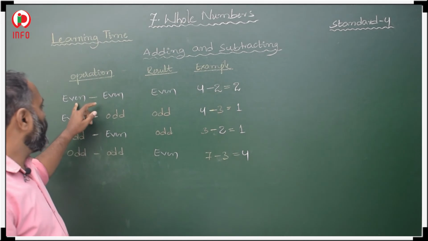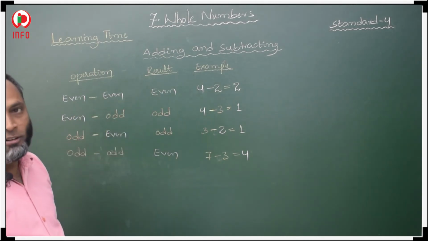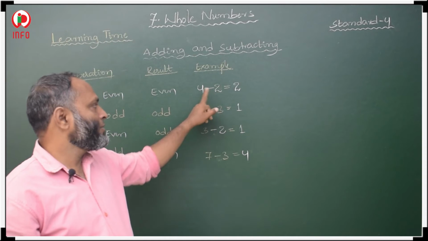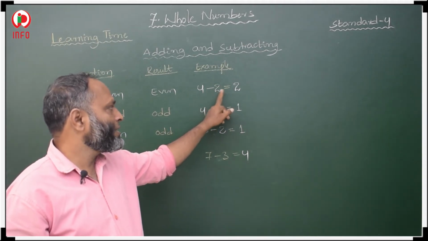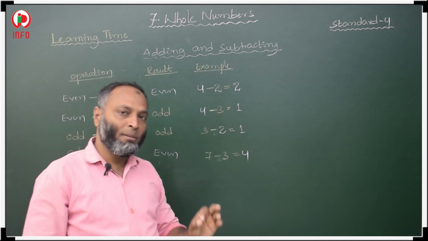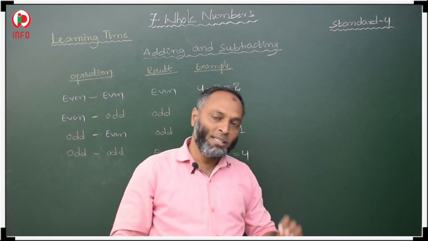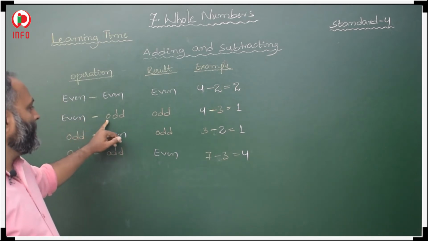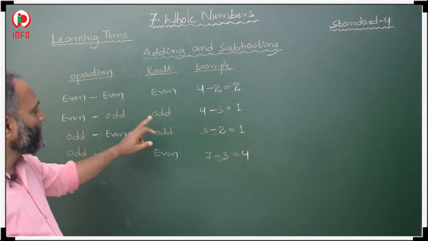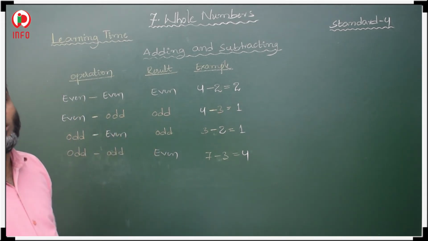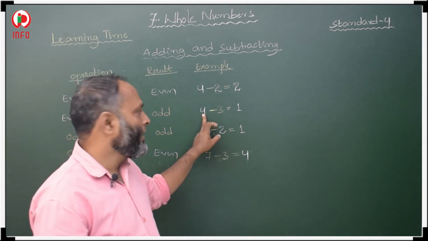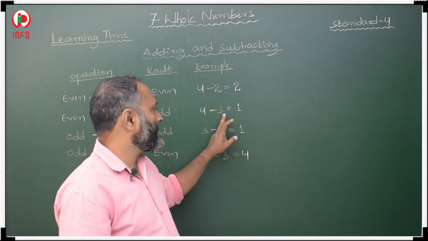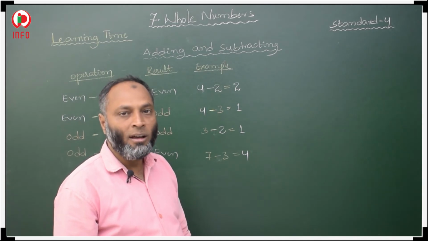So, even minus even is always even only. Even plus even is even, and even minus even is also even. Once you check, 4 minus 2, an even number minus an even number, is 2, an even number. Next, even number minus odd number is odd, just as even plus odd is also odd. Once you check, 4 is even, minus 3 is an odd number, 4 minus 3 is 1, that is odd only.